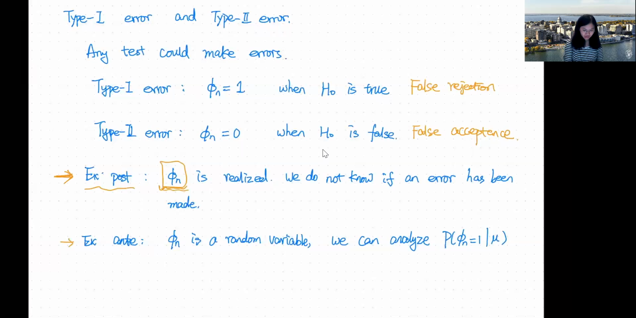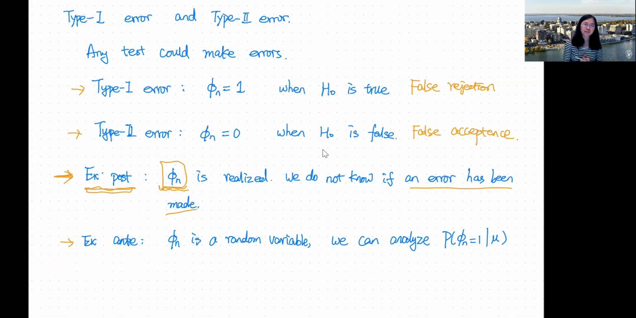So therefore, if an error has been made, then it has been made. If it has not been made, then it has not been made. But we do not know whether an error has been made or not. So ex post, there is nothing we can say about the error because we simply do not know whether we made the error or not. So ex post is not a very useful point of view for evaluating the test or for talking about how to minimize the errors.